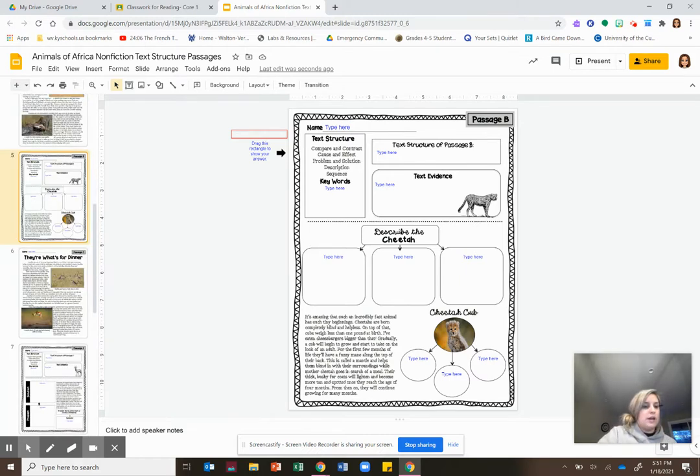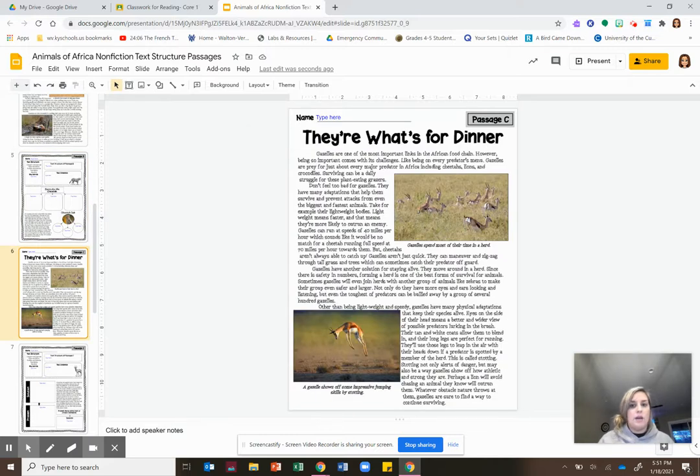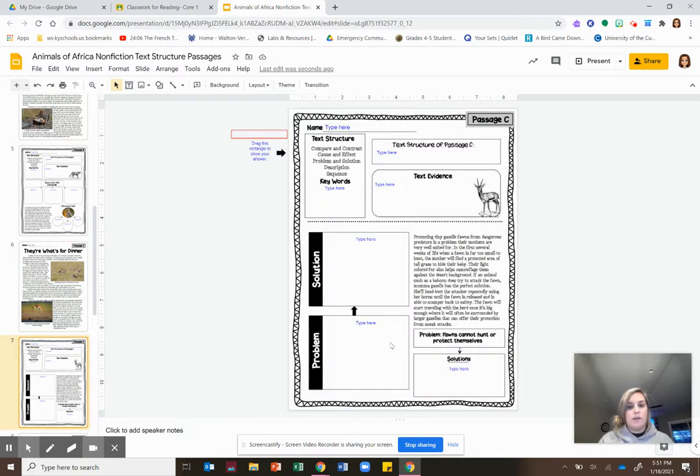On Thursday, you are going to be completing passage C, What's for Dinner. You are going to read the passage, and then you are going to fill this out. Be careful when you're filling it out. It tells you the problem goes here, the solution goes here. There's 1 main problem and 1 main solution, but see if you can come up with more than 1 solution. Write the main problem and see how many solutions you can come up with.